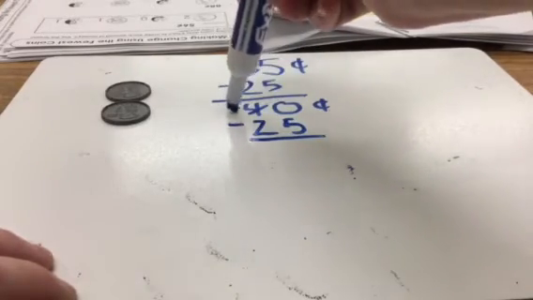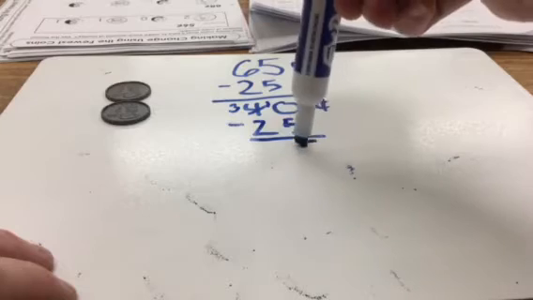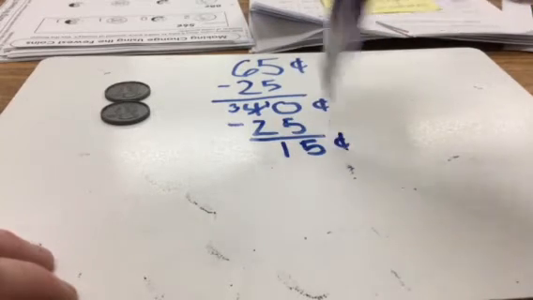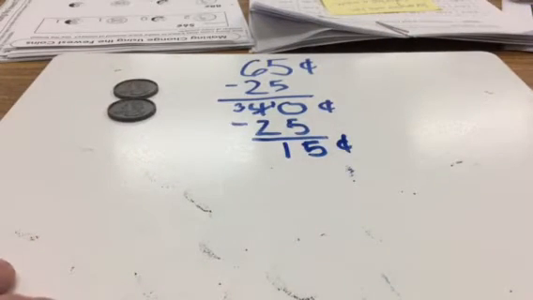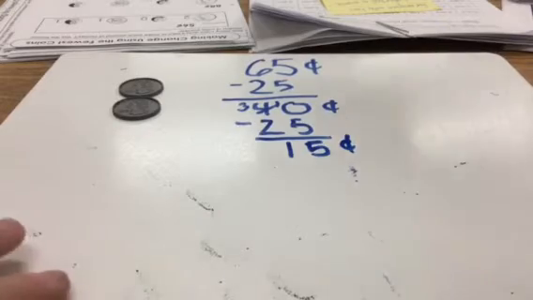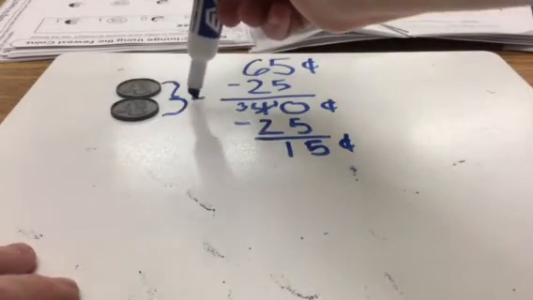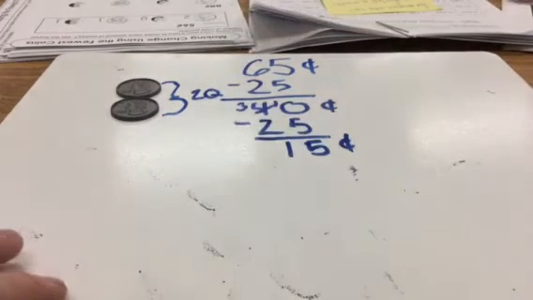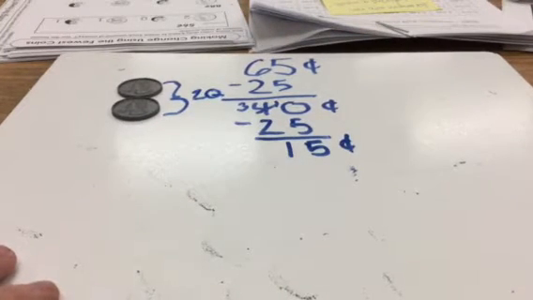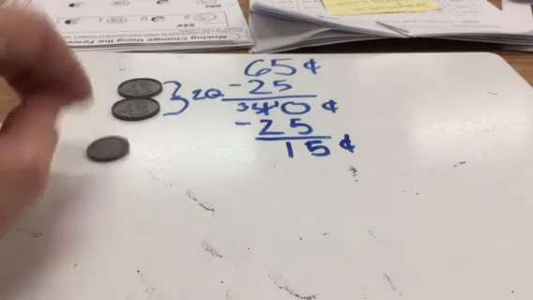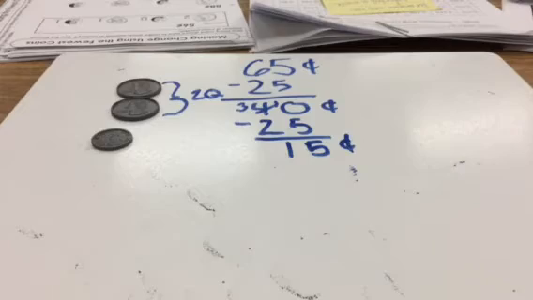So I'm figuring out now how much I still have left to make. I'm down to 15 cents. Can I use another quarter? I cannot. Why can't I use another quarter? Well, a quarter is worth 25 cents, so that would be too much. So I'm going to go to the next biggest value. The next biggest value is a dime.